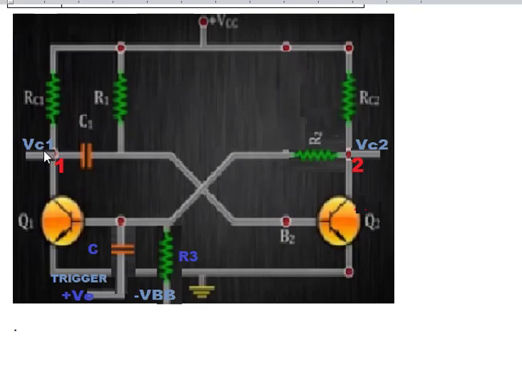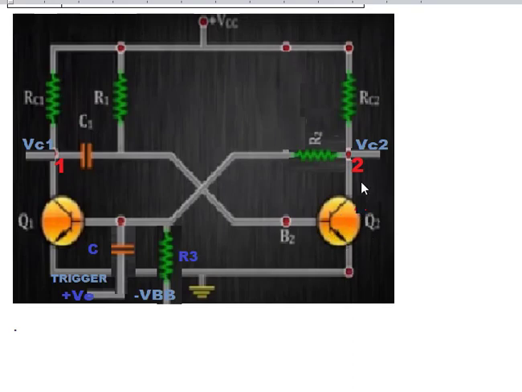So the collector voltage Vc1 now starts to decrease. When it starts to decrease, this Vc1 is connected to the base of the transistor Q2, which was already in forward bias. Now the voltage decreases, so the positive voltage applied to the base of the transistor Q2 decreases. At the same time, this voltage drops here. As it is a reverse bias, the Q2 does not conduct.